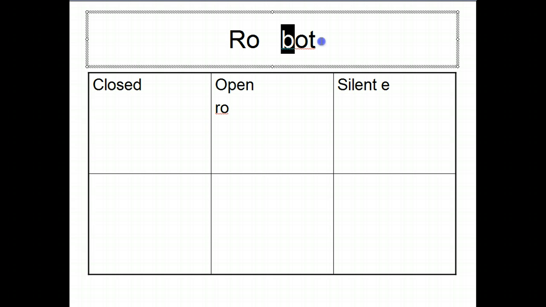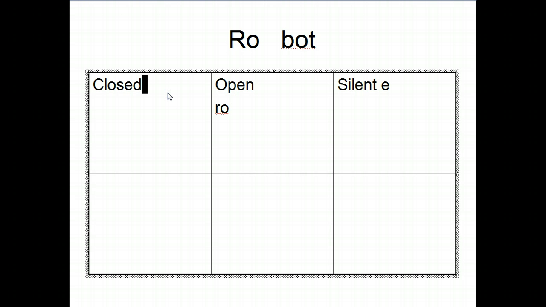Now the next part here is we've got bot, and I say, okay, so where would this go on our chart? And the child would then say, it goes under the closed. Excellent. Why does it go under the closed? And I listen that the child tells me that the vowel is squished in the middle, and then we talk about the vowel sound that it's making, that aw sound.